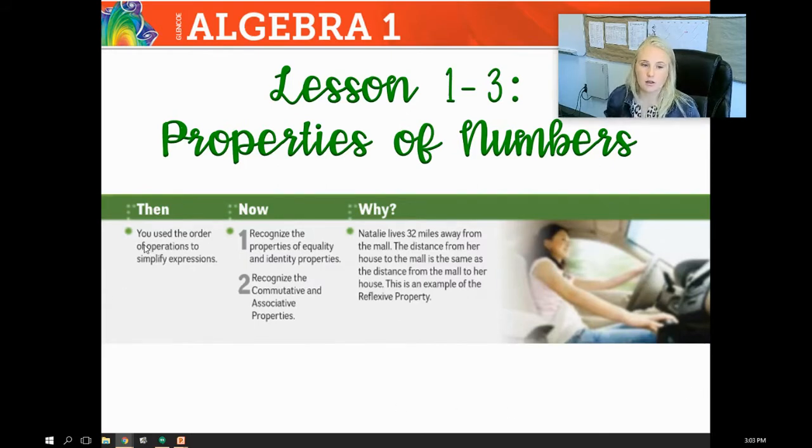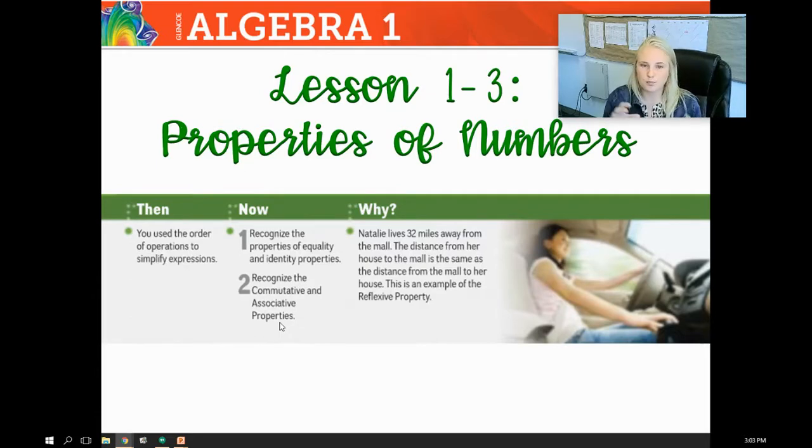So in the past, like in the past couple weeks, you've used order of operations to simplify expressions. Today, what we want you to do is be able to recognize the properties of equality and identity properties and recognize the commutative and associative properties. So these are things you're already doing, you just don't know you're doing them.